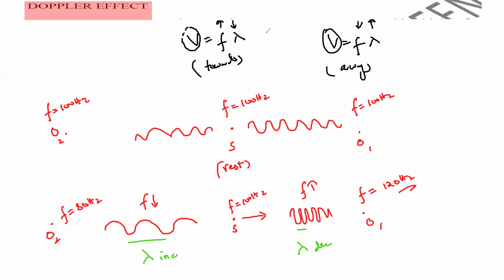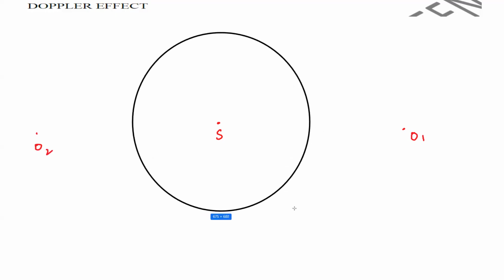Speed at which the wave travels is not changing, because in a medium, the speed of the wave remains unchanged. So for example, you have a source, S is a source. Here is observer 1 and here is observer 2. So for example, the source produces a wave. So this is the first wave which will travel. And the source is moving towards observer 1.